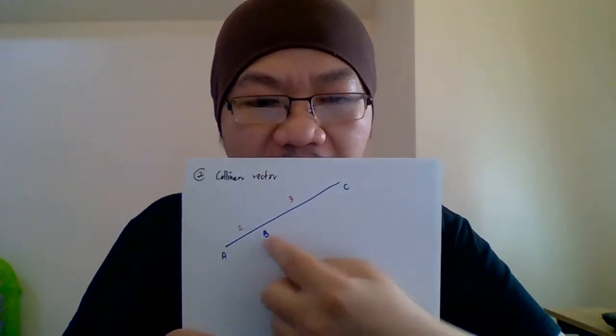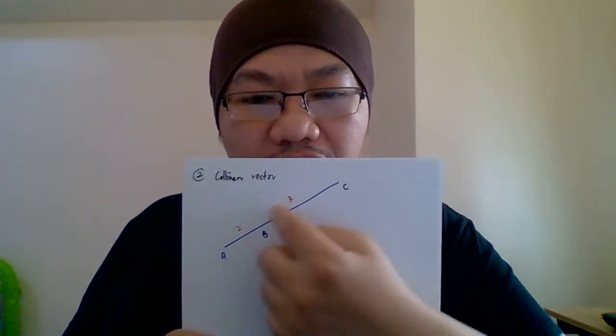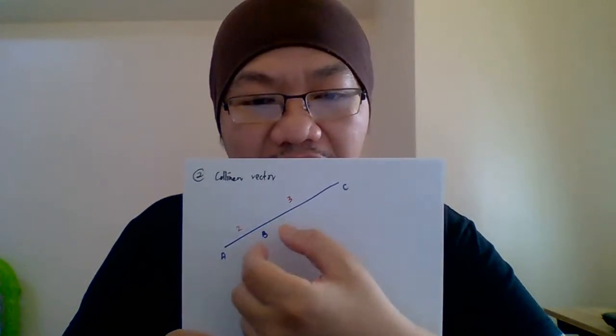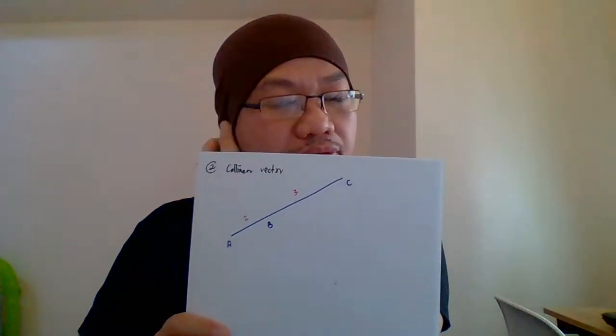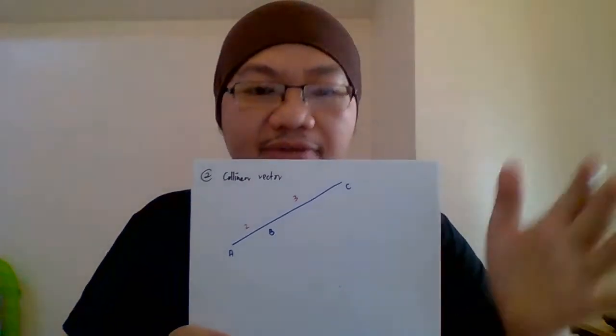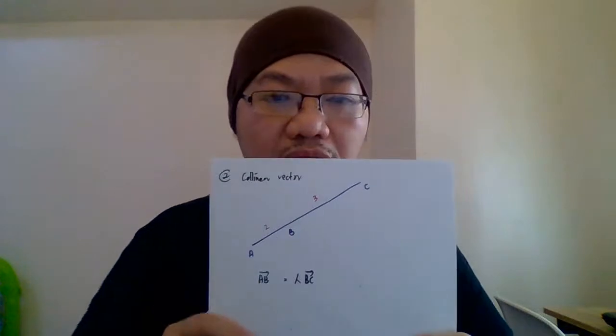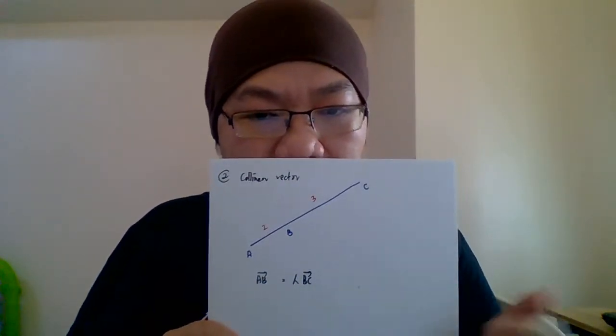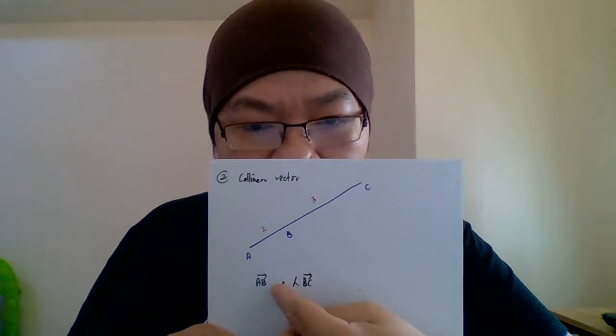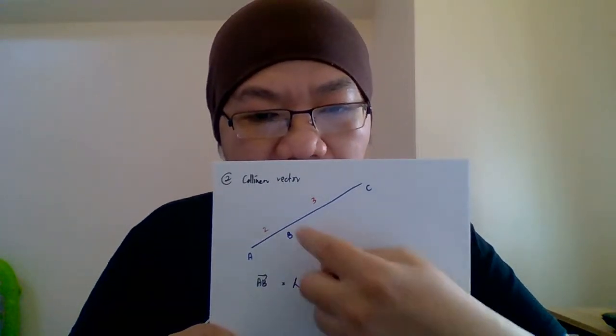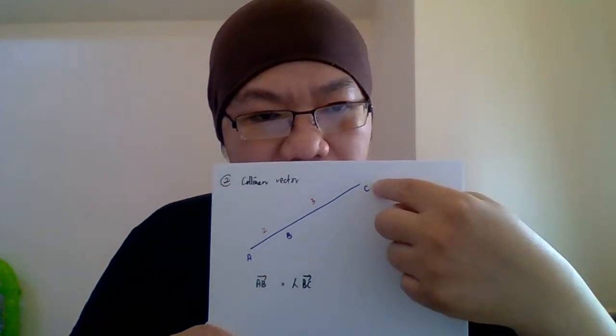So I have points A, B, and C, and the ratio is 2 and 3 between AB and BC. Okay, guys, from here, what is meant by collinear vector? Collinear vector means we can write AB equals to lambda BC, where vector AB equals lambda times vector BC.